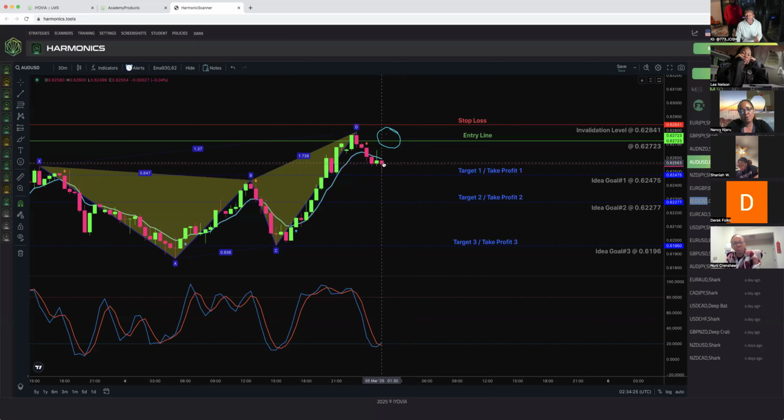So again, you guys, we wouldn't take this because it's not near the green line. All right. It's a little bit further away. It's closer to the target than it is right here. So if you enter here, you got a bigger risk. But we're just going to act like it is.